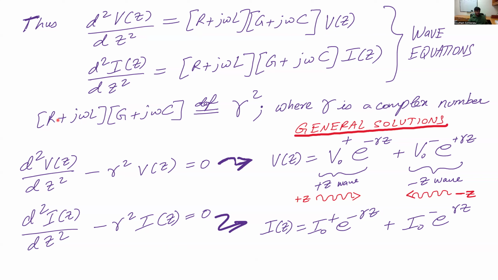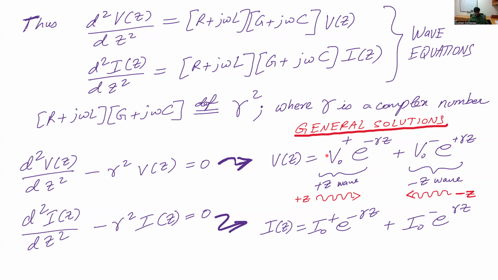So we can define (R + jωL)(G + jωC) as being equal to some value γ², where γ is obviously going to be a complex number. If we write this equation in terms of γ, we get these two simplified wave equations. And if you write down the general solution, and I implore you to go and read up a little bit on the basics of differential equations from any math text, this differential equation has a general solution of this form.